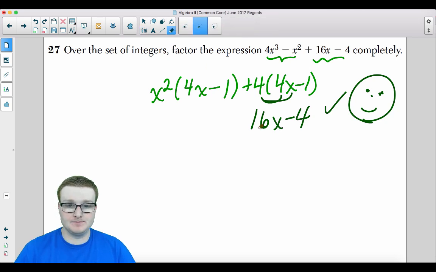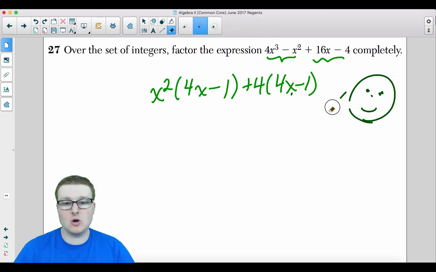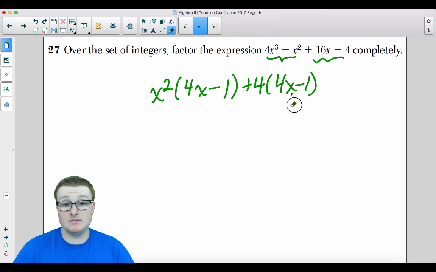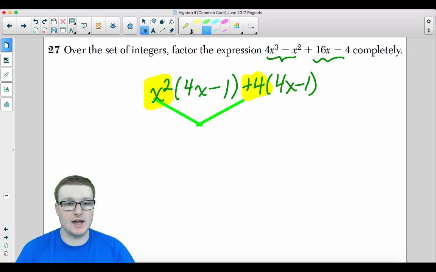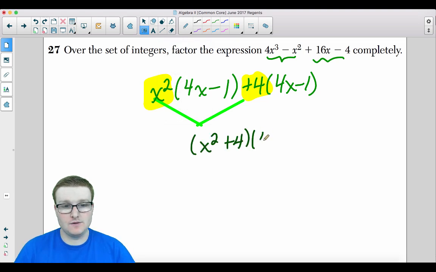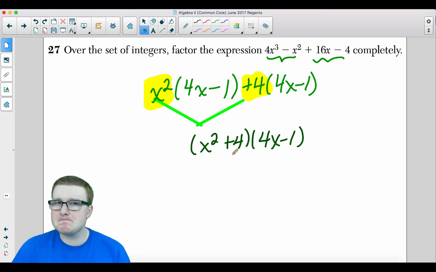Anyway, so now we're going to combine and simplify. When I say combine, you're combining the x squared term with the 4 term, and you're going to get some sort of factor. Okay? So we get x squared plus 4, 4x minus 1. We only write that once. Can we factor any further? No. That's your answer, folks.